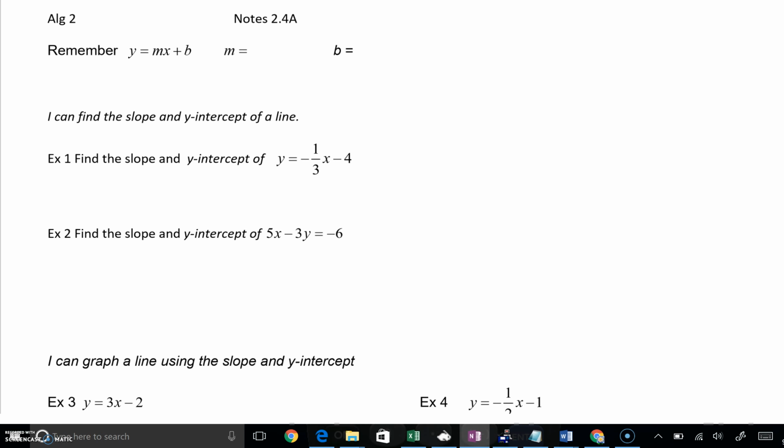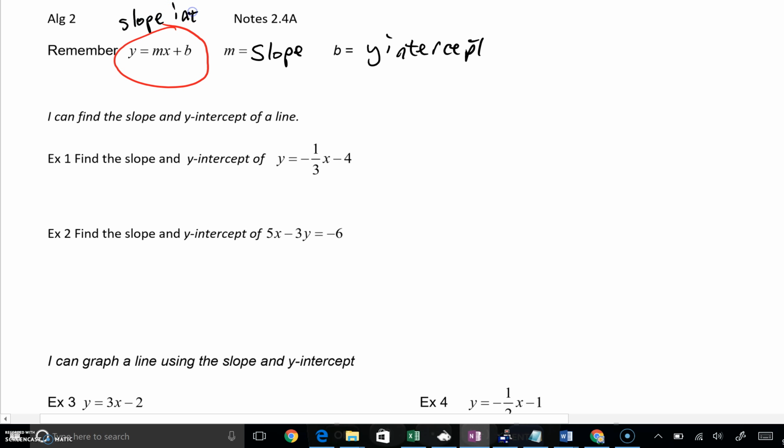Algebra 2, Lesson 2.4a. This is actually meaning we're going to have a second lesson on 2.4 tomorrow. This is review. We're going to have the most famous equation of a line that you're going to see. This is y equals mx plus b. And m is always going to give us slope. B is your y-intercept. And when you see y equals mx plus b, this is known as slope-intercept form.